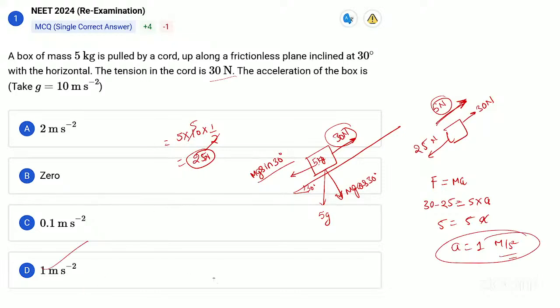Very good, Praveen. Keep it up. Very good. Very good, Rohit. Keep it up, guys.